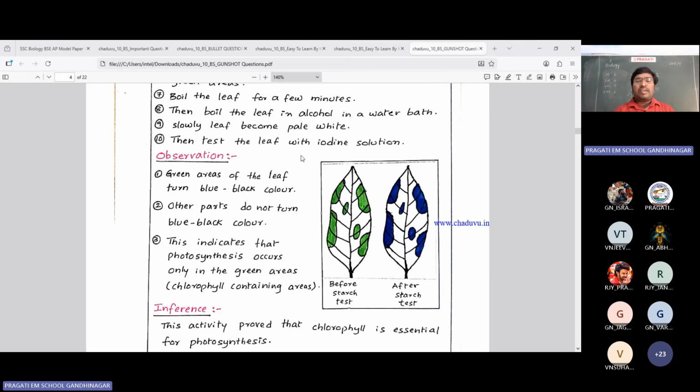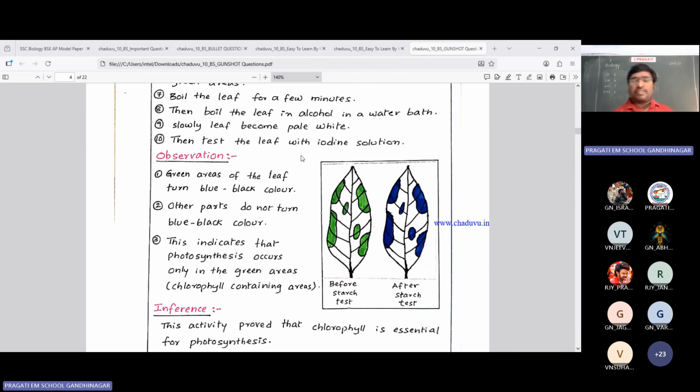Green areas of the leaf, in the chlorophyll experiment, the green areas in a croton plant turn blue-black. Why? Because the chlorophyll is trapping the sunlight and preparing carbohydrate, so it turns blue-black. Other parts do not turn blue-black, children. So what is the indication of this experiment? It indicates that photosynthesis takes place only in the green, chlorophyll-containing areas.